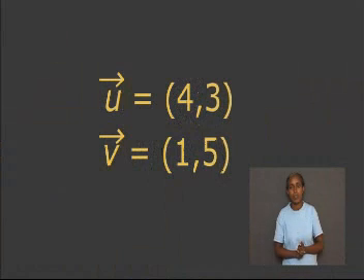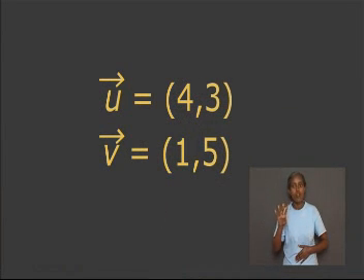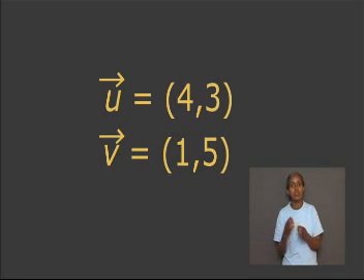The components of vector U are (4, 3). The components of vector V are (1, 5). Try to find the sum of U and V.